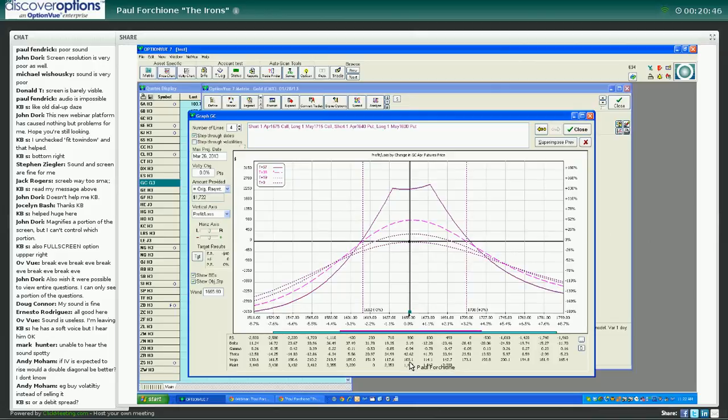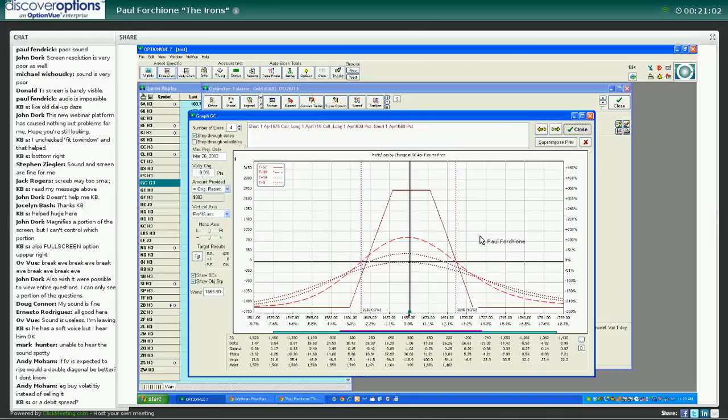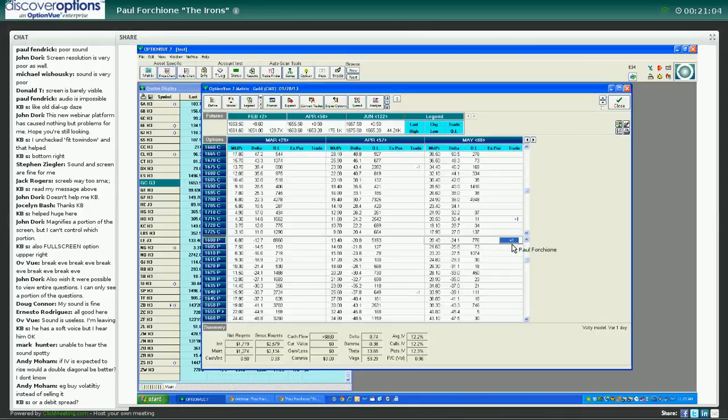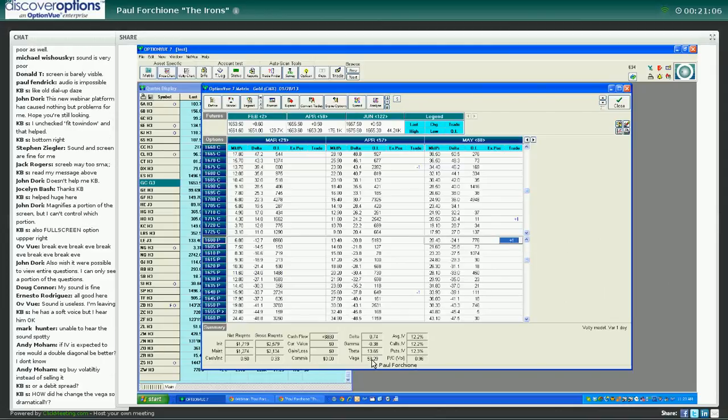Now we are benefiting with this, I call it a calendarized iron condor. We are benefiting with an increase in implied volatility rather than getting hurt by it. So you do have the flexibility of deciding whether you want to calendarize your position because you want to benefit from a rise in IV or not.